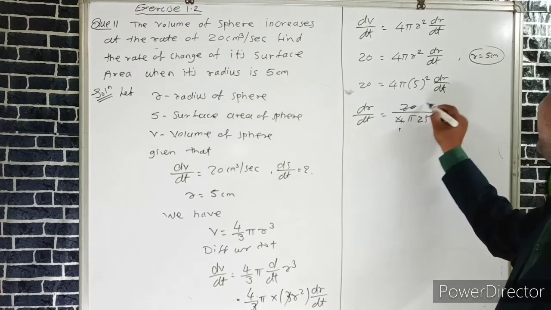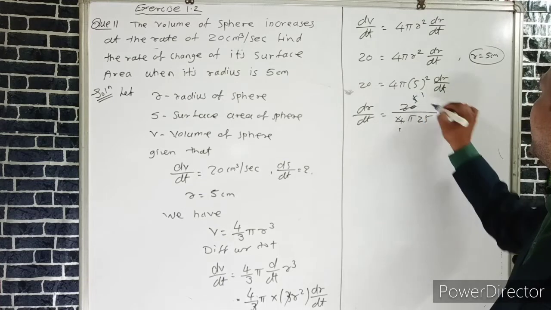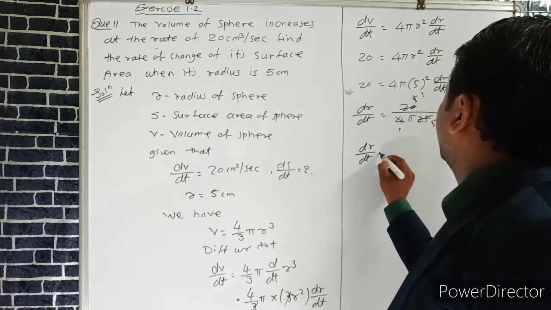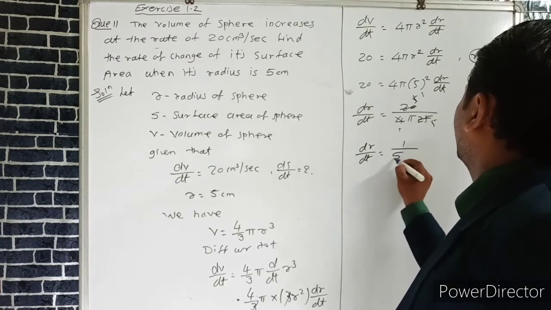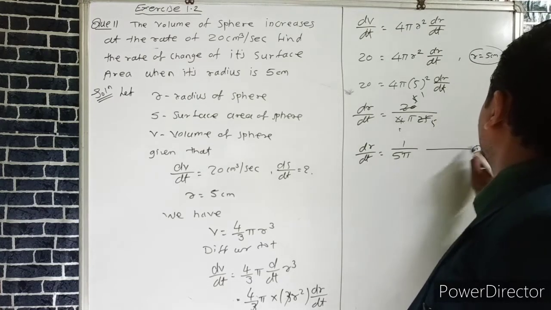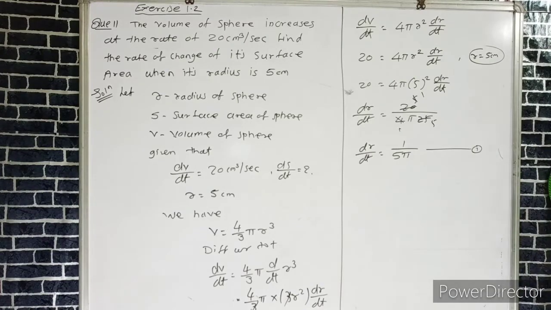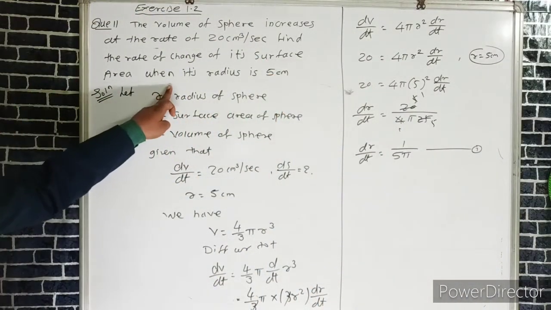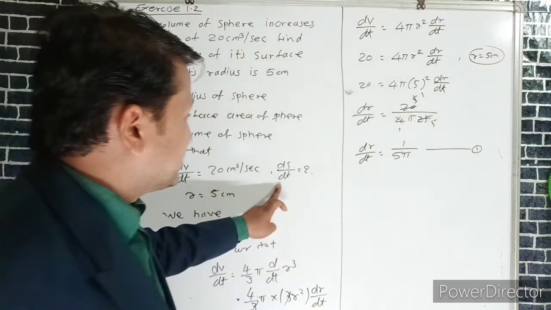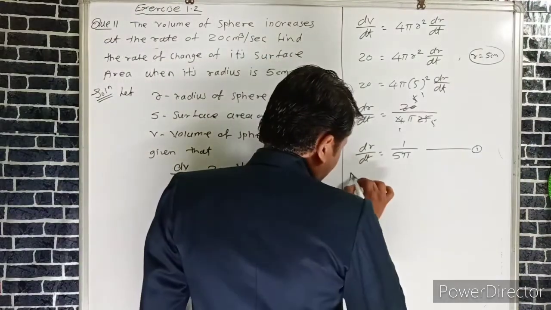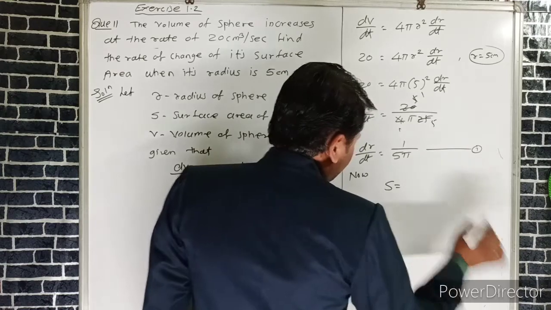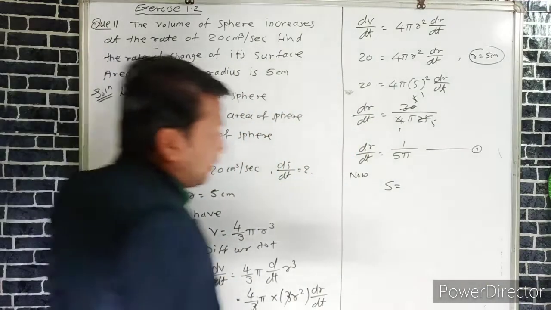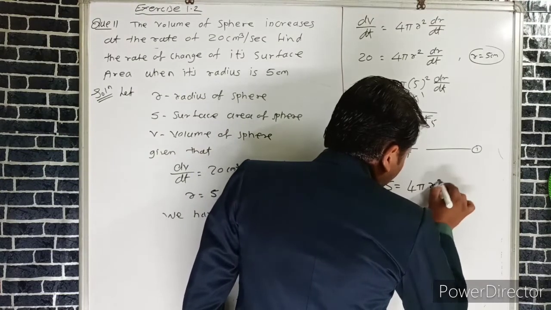4 ones are 4, 5 fives are 25. We can write dr upon dt is equal to 1 upon 5 pi. So that is done. But here we have to find the surface area. The rate of change of surface area is dS upon dt. We know that the surface area of the sphere is 4 pi r square.